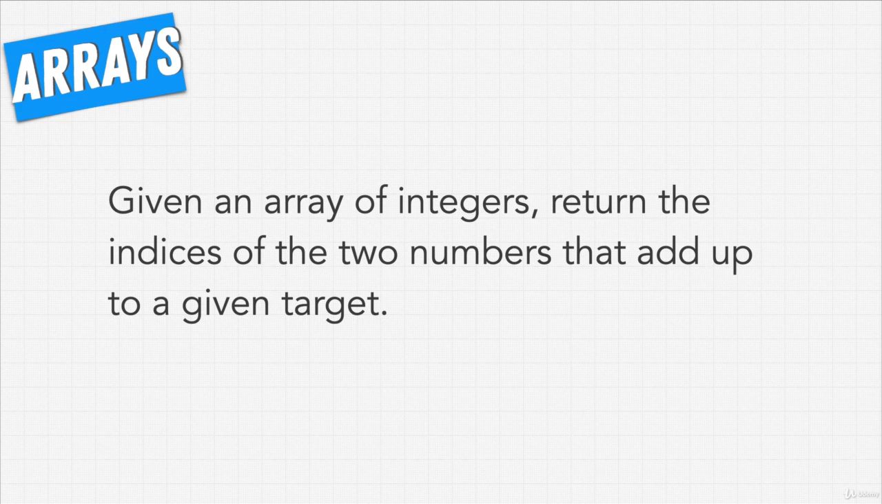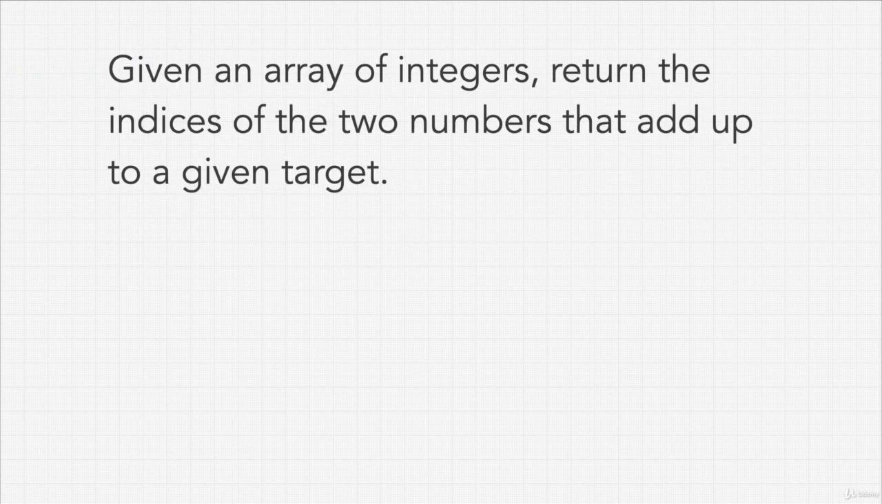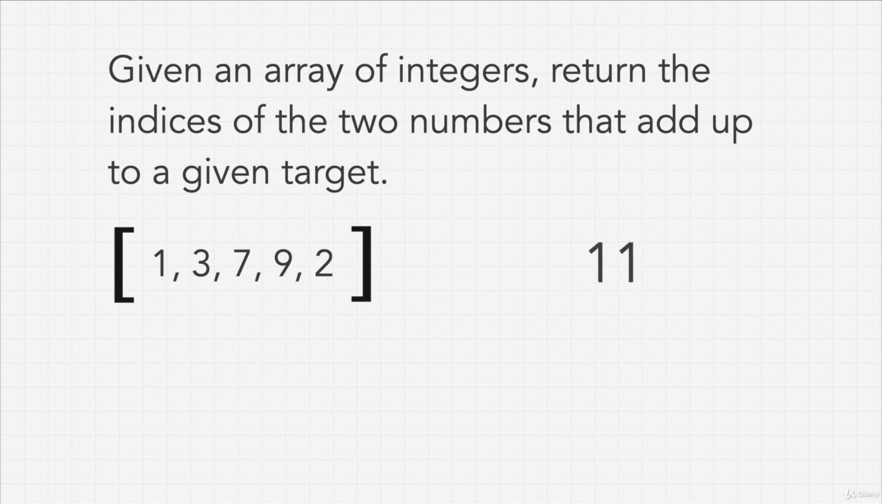The question reads, given an array of integers, return the indices of the two numbers that add up to a given target. What this means is that we are going to receive two different arguments. The first is that we are going to receive an array of any number of different integers. Integers in this case mean that they're whole numbers. They are not decimal-based numbers. The next thing that we're going to receive as our second argument is a target, which is also an integer.